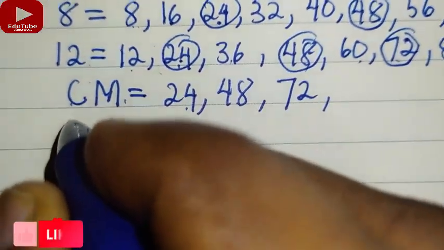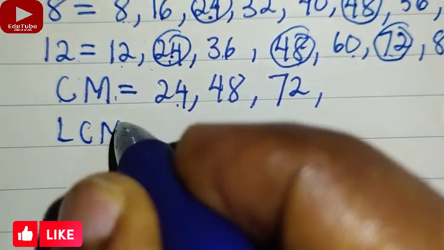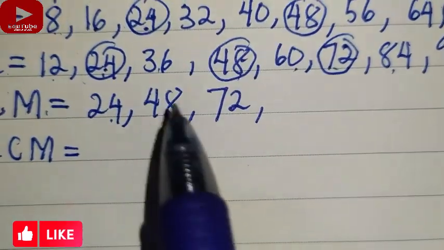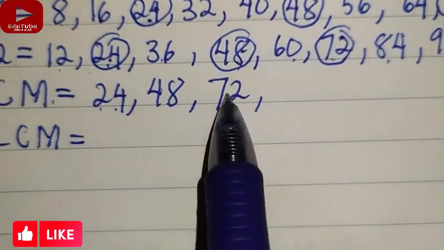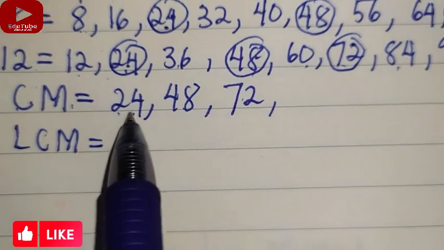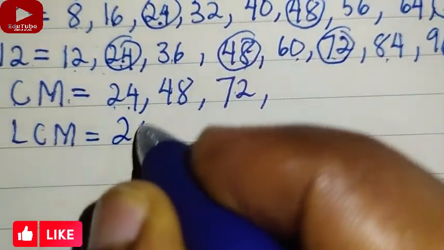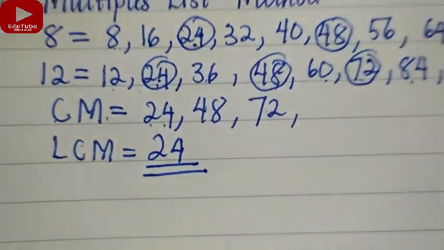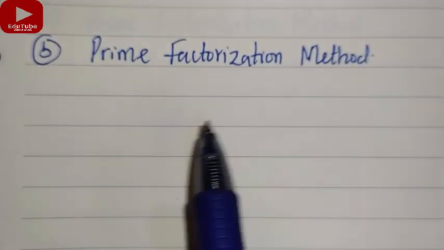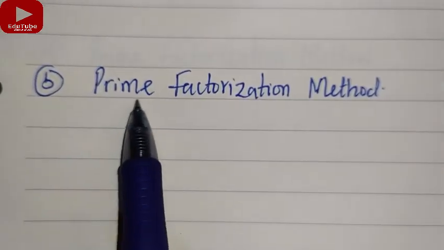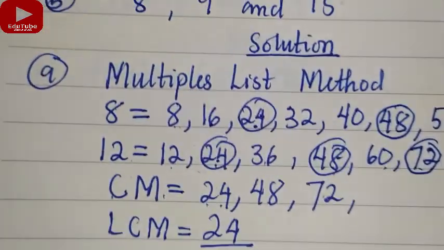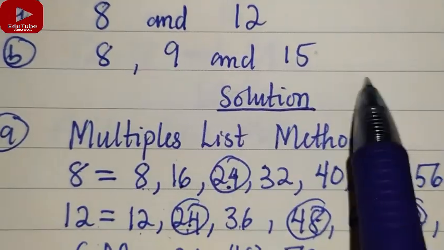Now our goal is to find the LCM, the least common multiple or the lowest common multiple. Among these common multiples, it is obvious that the lowest among them is 24. So our LCM is 24. Now the other method we can use to find the LCM of numbers is called the prime factorization method, which we are going to use to solve the second example.